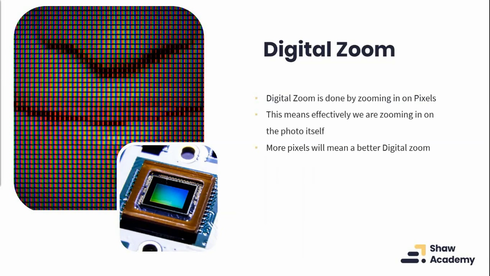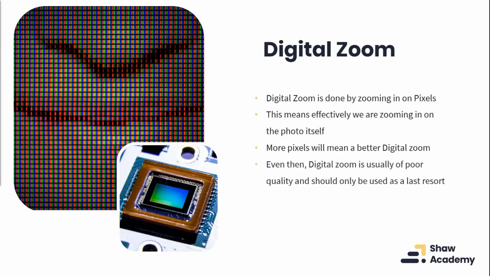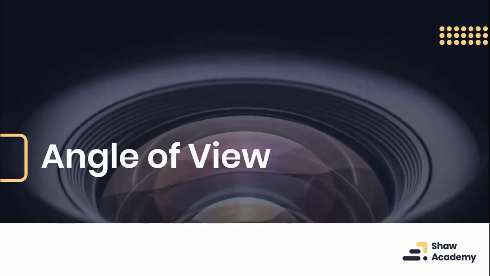Now, when it comes to video, as we've seen, we're selecting our resolution. We're more than likely going to be shooting in full HD or 4K. If we're shooting in 4K, this is going to give us a much greater range to actually zoom in on the image if needed. But usually digital zoom is poor quality and should only be used as a last resort. Now, so we understand our constructions when it comes to different lenses, let's have a look at the angle of view.